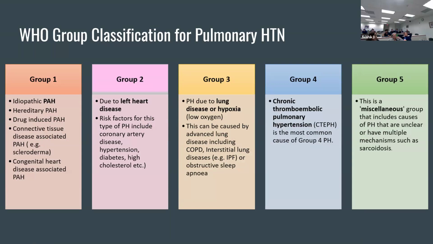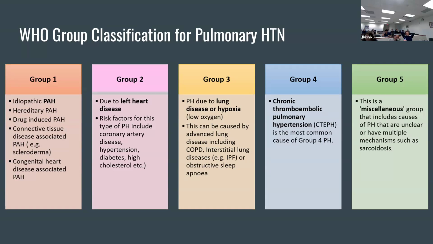So group 1 is if there's no other reason for pulmonary hypertension. If it's genetic, drug-induced, connective tissue disease associated, or congenital heart disease associated pulmonary arterial hypertension. So that, well, we'll talk about treatment after.